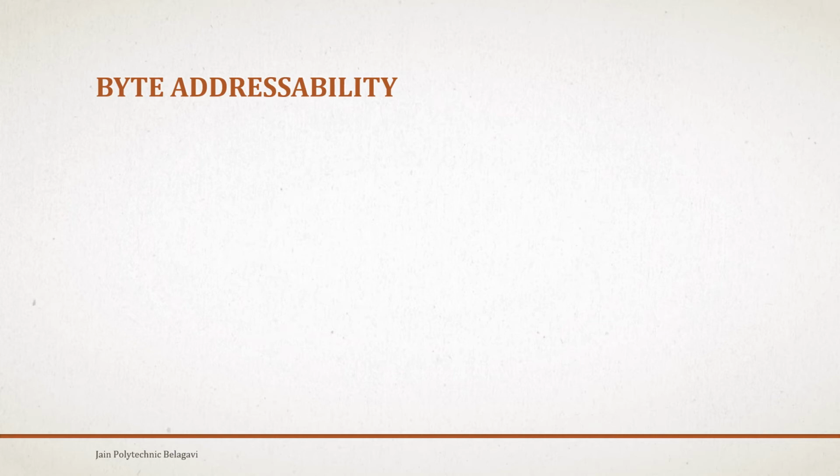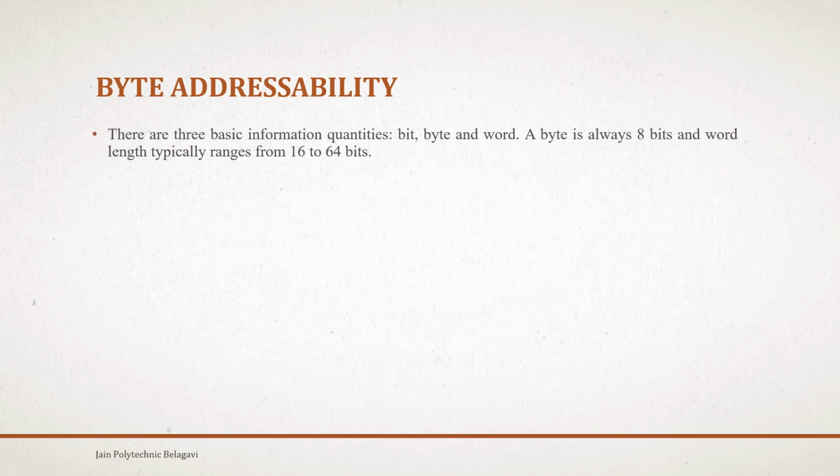Now the next topic is byte addressability. What is this byte addressability? As I told in the previous session, there are three basic information quantities: bit, byte and word. A byte is always 8 bits, and word length, as I said in the previous slide, typically ranges from 16 to 64 bits. So word length is a collection of bits.